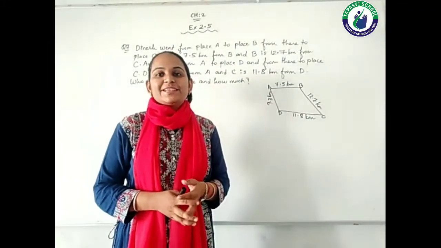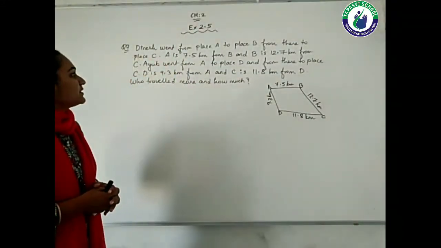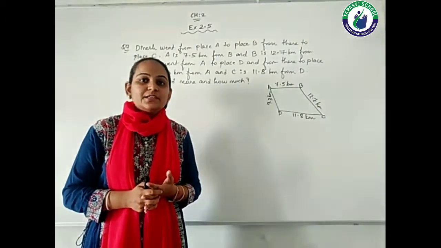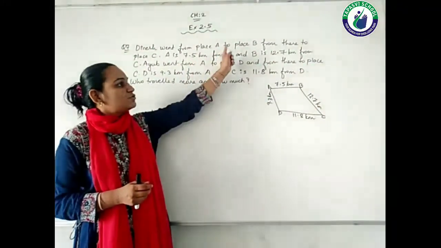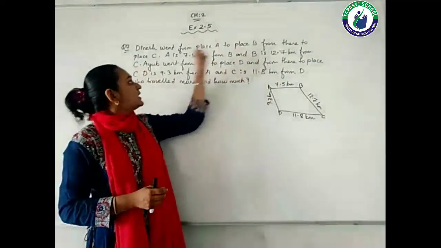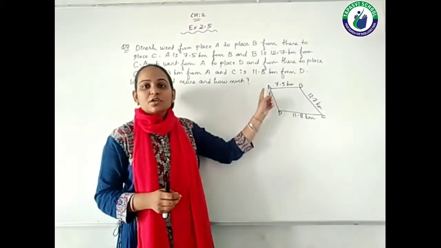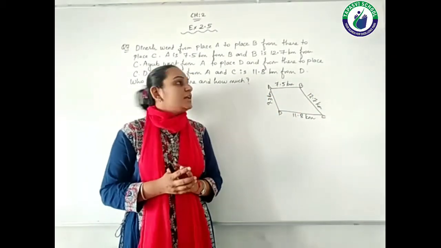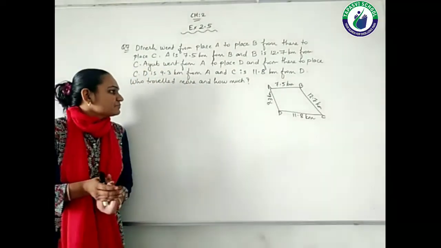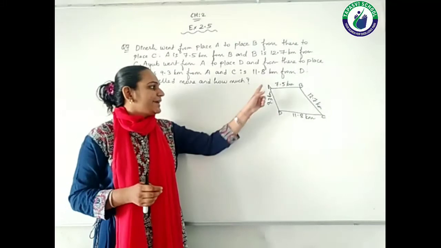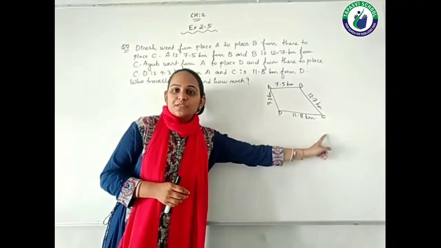Okay students, now see the next question, that is question number 7. A person is there named Dinesh, right? So Dinesh went from place A to place B, and from there to place C. That means first he is going from A to B, then he is going from B to C. Now there is one more person, Ayub. Ayub is going from A to D and D to C.